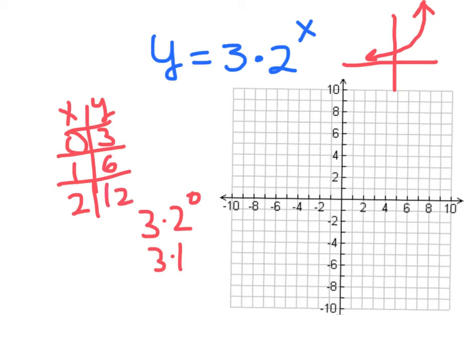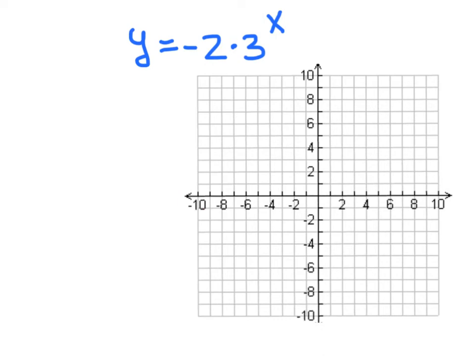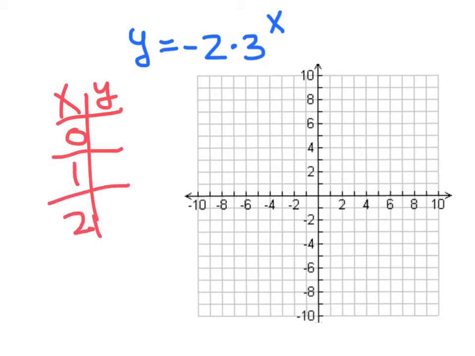So plotting these points, we're at 0, 3, 1, 6, and 2, 12, which is up here. So connecting these with a curve that will approach the x-axis but never get there, approach our asymptote, we have our graph. So the trick to doing these problems is to simply plug 0, 1, and 2 into our function. So plugging in 0, well, 3 to the 0 is 1. 1 times negative 2.